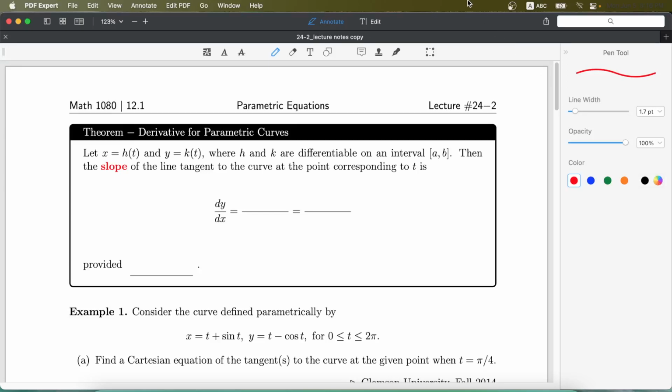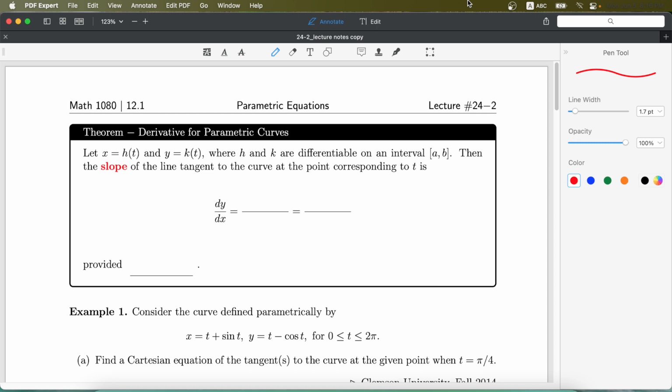Hello everyone. Today we want to talk about 12.1 parametric equations, the second part. In this lecture, we will talk about how to find the slope of the tangent line of a parametric curve, and we will also talk about how to find the arc length of a parametric curve.